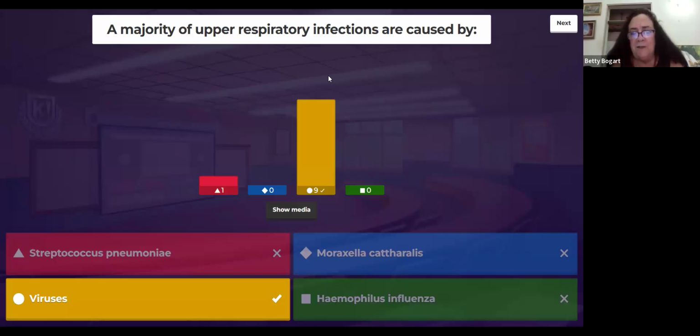All upper respiratory infections, 95% actually, at least that much, are viruses. Very rarely are they bacterial.